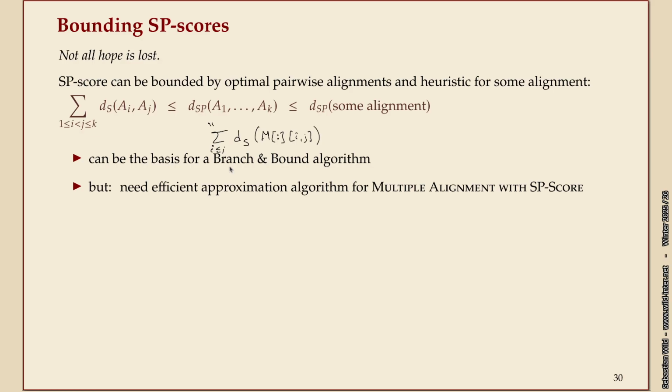So the last thing I want to show you is that we can indeed get an efficient approximation for this SP score. That's useful in isolation, but you can in particular also use it as a building block for this branch and bound algorithm, which is still going to be exponential time in the worst case, but oftentimes substantially faster than this n to the k.